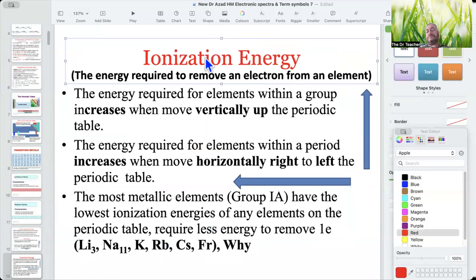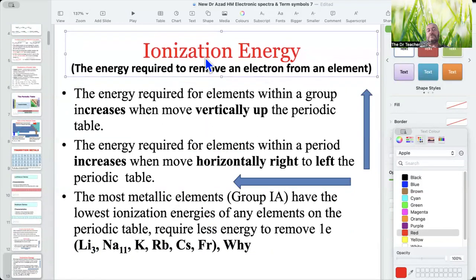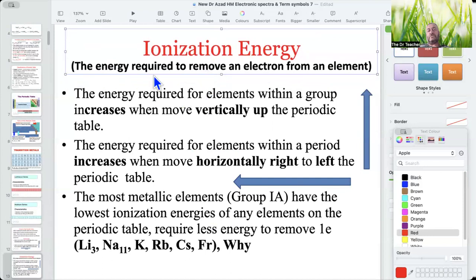Ionization energy is the energy required to remove an electron from the element. Ionization energy increases in the groups from bottom to top, and across the periodic table from left to right.